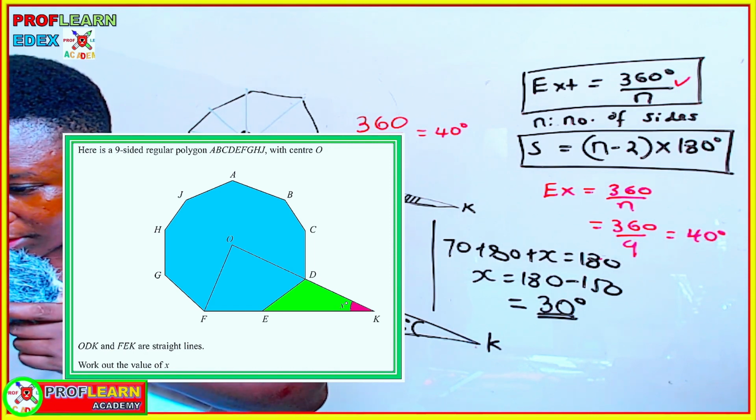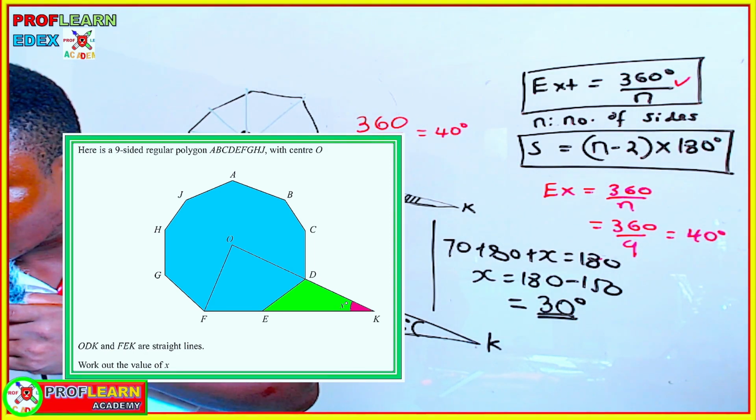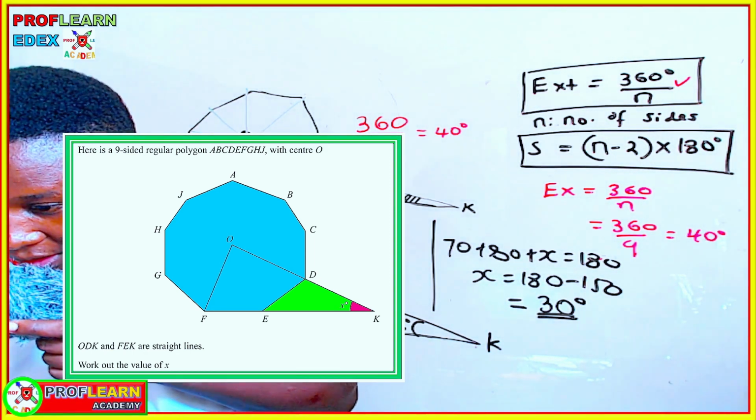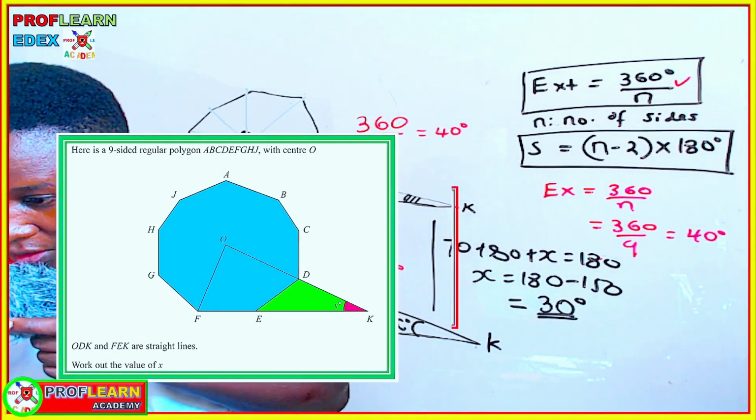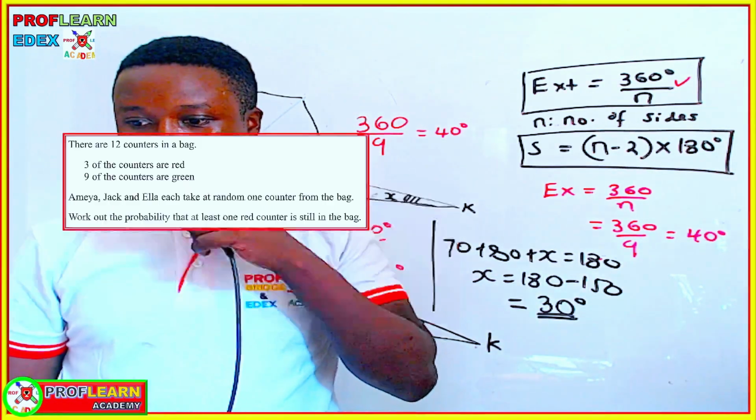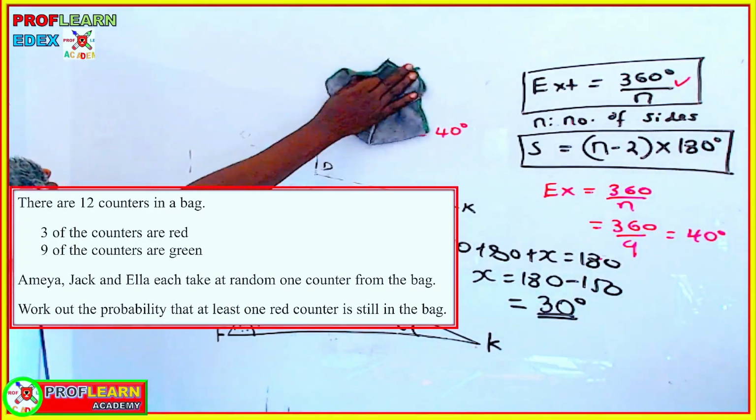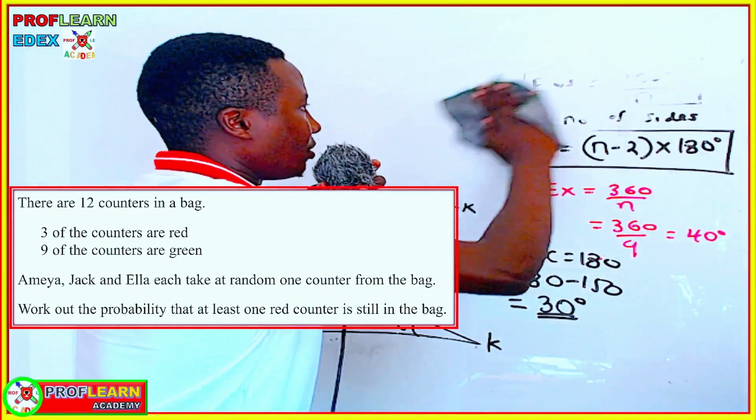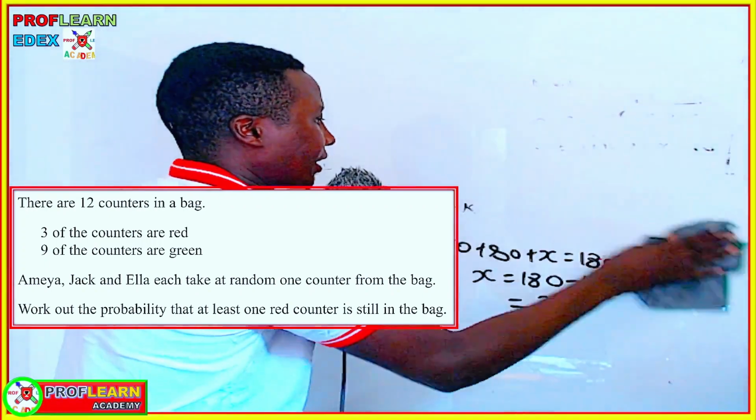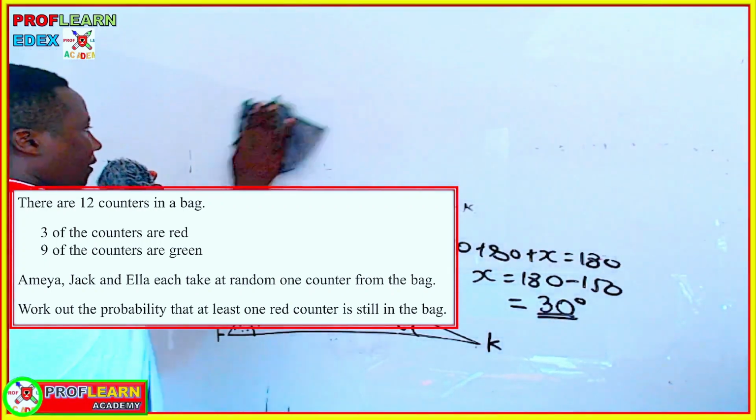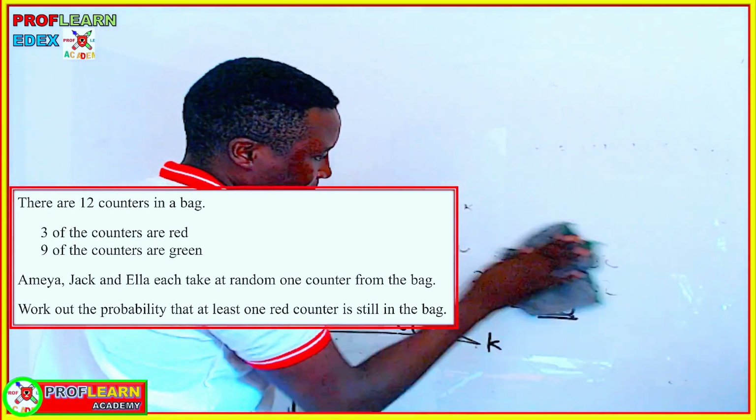All right, so x is equivalent to 30 degrees. Now let us move to the next question, and this is a question from probability. Let's see, under probability, a question like this, what are you supposed to do? Suppose you are asked a question to do with probability, what are you expected to do?